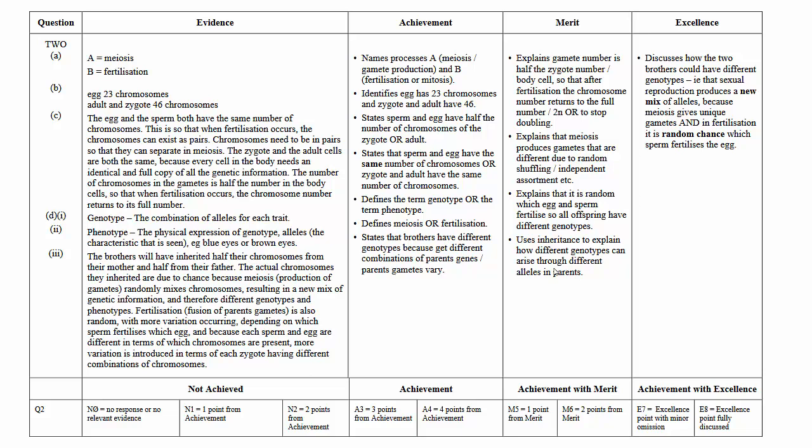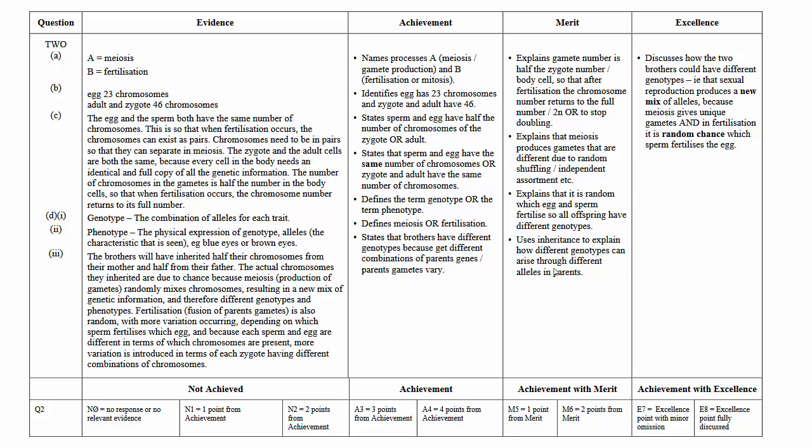The actual chromosomes they inherited are due to chance because meiosis, which is the production of gametes, randomly mixes the chromosomes. Remember, that's crossing over, which results in a new mix of genetic information, and therefore different genotypes and phenotypes are displayed. Fertilization, which is when the sperm and egg join together, is also random, which creates more variation. So you don't know which sperm and which egg are going to join together, which means that the zygote has lots of chances of having different combinations of alleles and therefore variation.